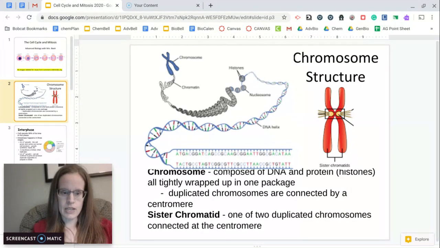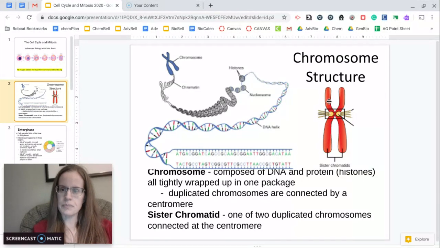All right, so you need to be writing this down as we go here. So you should be writing chromosomes are composed of DNA and protein. The proteins are called histones, so you don't have to know that. And the DNA is wrapped up tightly around these histones. Most of the time when you see a chromosome, you'll see it attached in the middle. It will kind of look like an X. These are 2 chromosomes that are attached to each other.